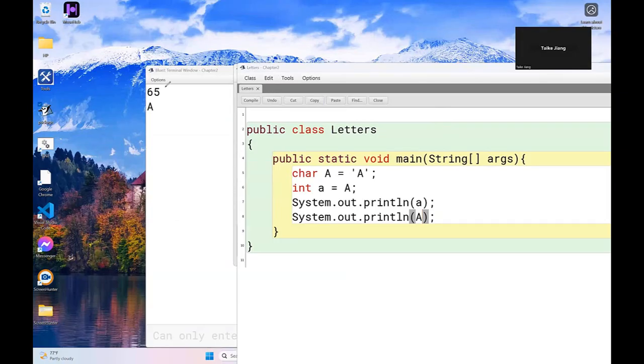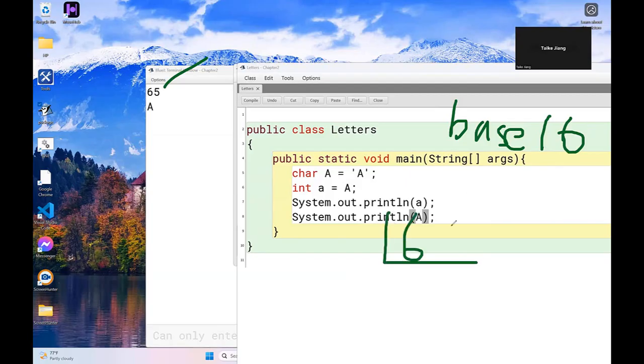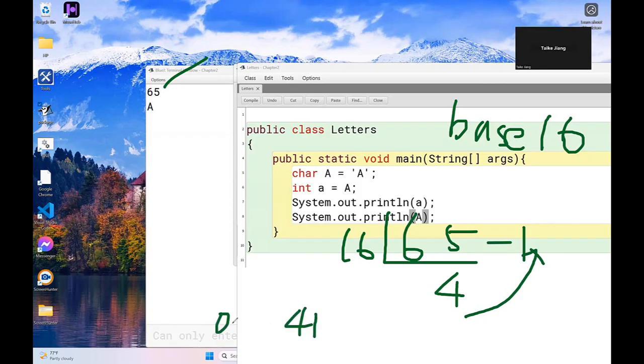So this 65 is actually base 16. Do you understand what is base 16? It's like every tens place is 16. So you do 65 divided by 16, you end up with 4 remainder 1. You read from here to here, then we say it's 41 hexadecimal.